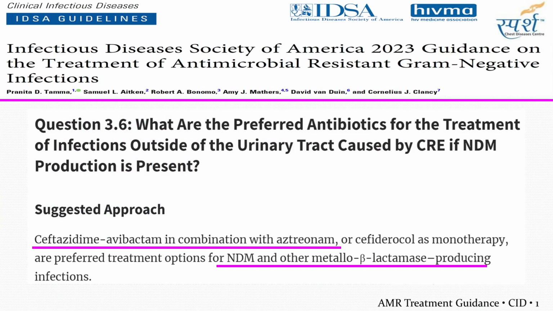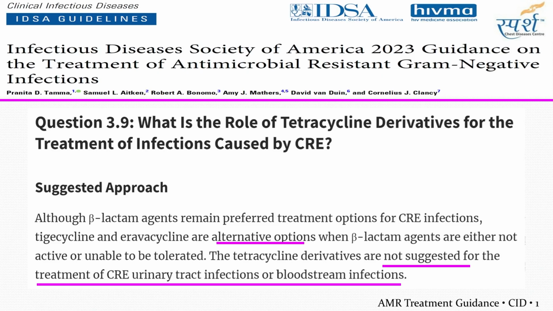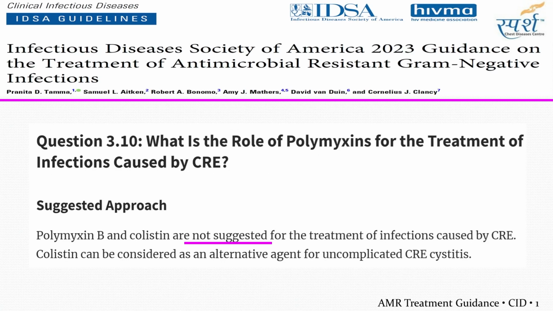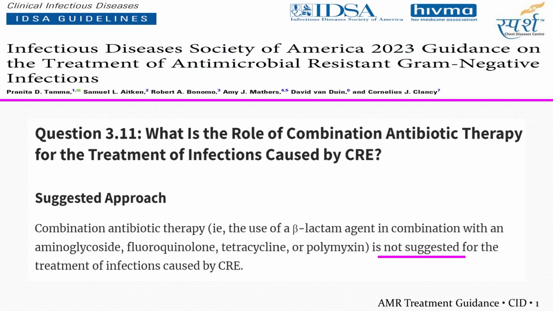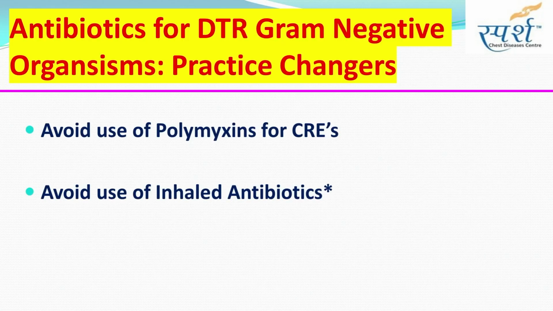So the IDSA came out with guidelines for gram-negative resistant bugs, and I'm not going to dwell a lot of time on this because Parikshit has already covered most of it, but this is for CRE. Combination of ceftazidime avibactam with aztreonam is the norm because we have a lot of NDM. Alternative options are tigecycline, but not to be used in urinary tract infections and bloodstream infections. Polymyxins should be avoided, and combination therapy is not suggested for CRE.